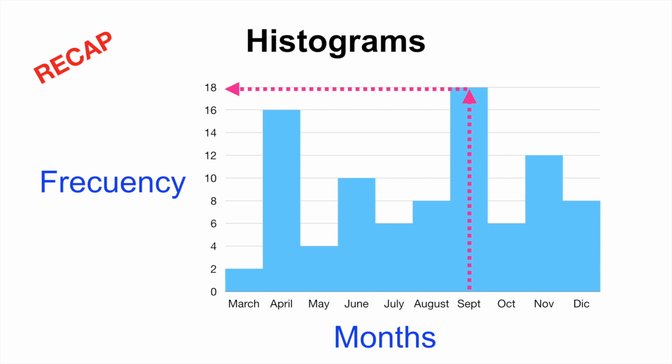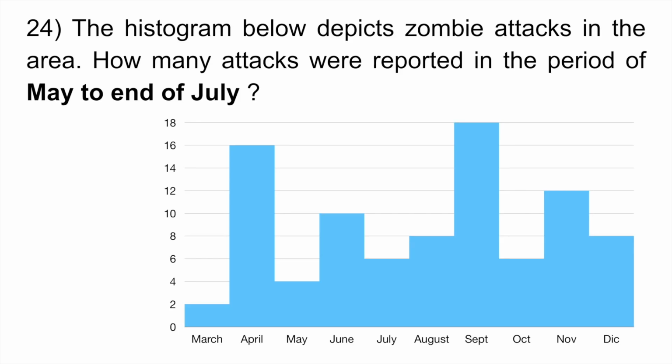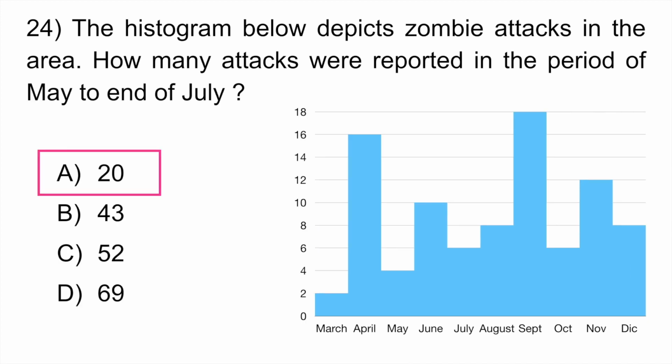Okay, so very straightforward. In the question it says specifically how many attacks were reported between May to the end of July. So this is the only part of the histogram you have to pay attention to. You can literally forget the rest. If we follow May's bar to the top and then to the left, you can see that in May there were 4 attacks. In June there were 10 attacks, and in July there were 6 attacks. So all you have to do is add these three numbers together, and that gives you 20, which is option A.